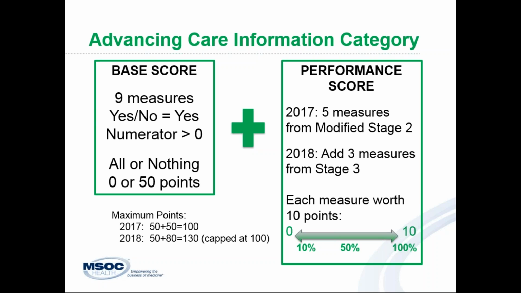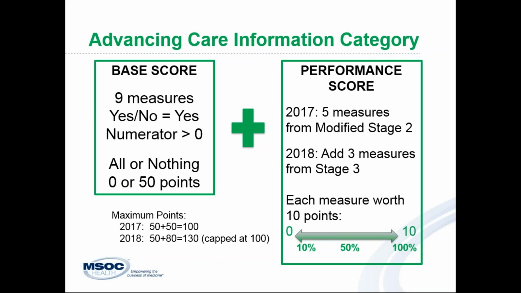We will now, under MIPS, as proposed, have a base score and a performance score, and those 2 scores will be added together. The base score will be all or nothing. You will get either 0 points or 50 points for the base score. It's made up of 9 measures, and for those 9 measures, you have to say either yes, or you have to have a numerator that is greater than 0. In other words, you have to be able to say, yes, I did that for one patient. So any numerator, as long as it's greater than 0, is fine. And if you do all of those 9 measures at either yes or a numerator greater than 0, you're going to get 50 points of the 100 possible points in this category.